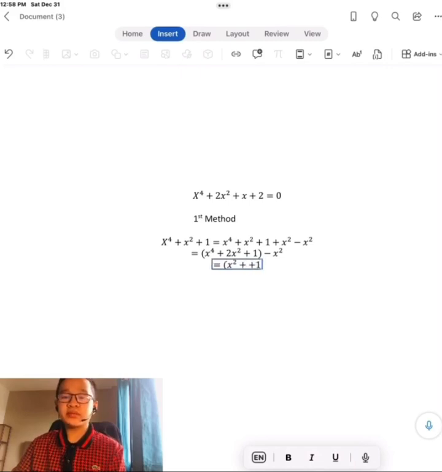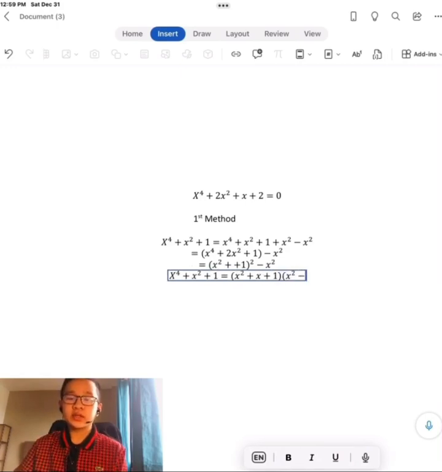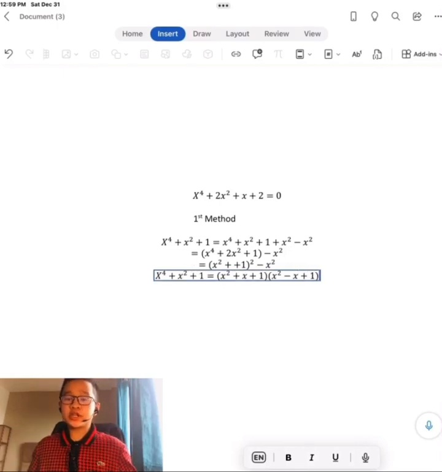Obviously, this expression can be factored by using the difference of two squares, so we add x squared and subtract it. Then here you get x to the fourth plus 2x squared plus 1, which is a perfect square, and x squared is of course a perfect square. Now, we write the first expression as x squared plus 1, quantity squared, minus x squared. Since this expression can be written as a difference of two squares, it is factorable.